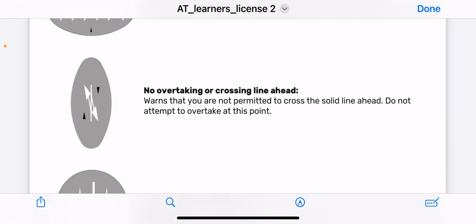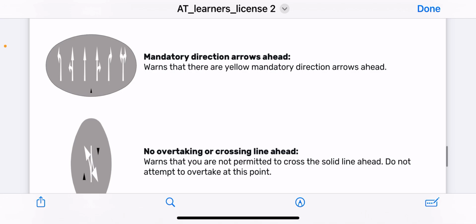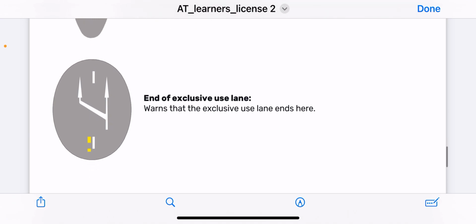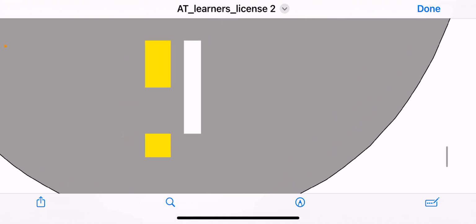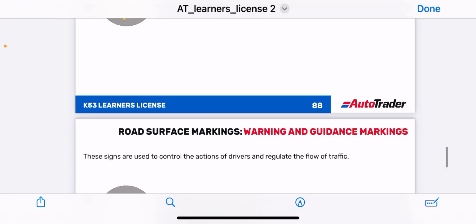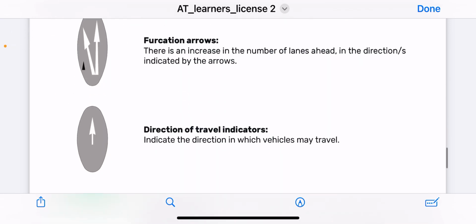So no overtaking or crossing lines ahead. No overtaking. This one. No overtaking. Okay? It's not the same as the mandatory. This one says no overtaking or crossing. End of exclusive use lane. You see, these yellow lines were telling you that it's an exclusive lane. But when you see this, it says it's the end. End of exclusive use lane.